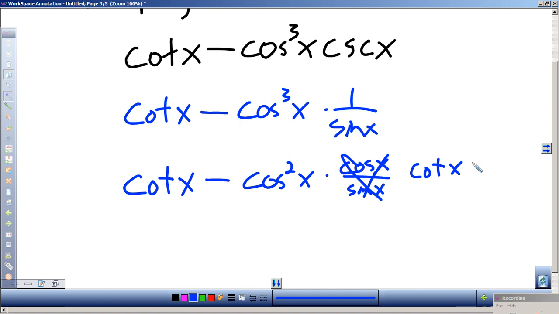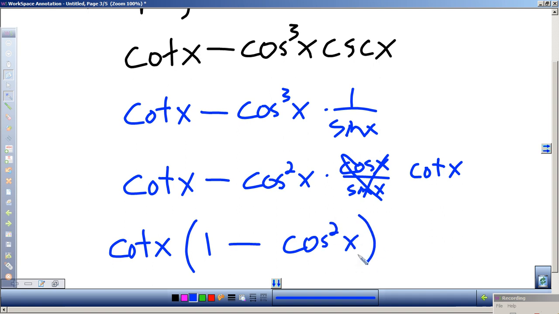Factor. Anything here we can factor? Is there anything common in both parts? So I'm going to factor out cotangent x. What's left over here if I factor out cotangent? 1. What's left over in the second part? Okay, 1 over sine became cosine over sine, because I took the cosine out here and shared it. And then cosine over sine became cotangent. Okay, I factored it out.